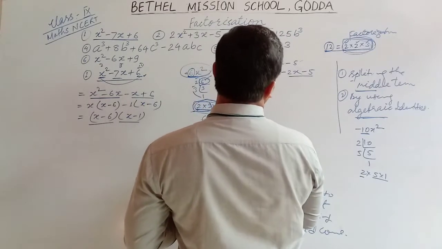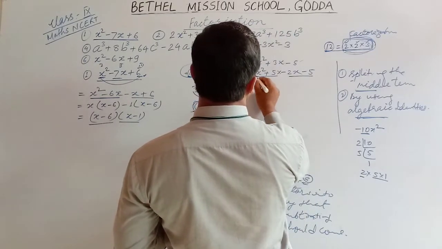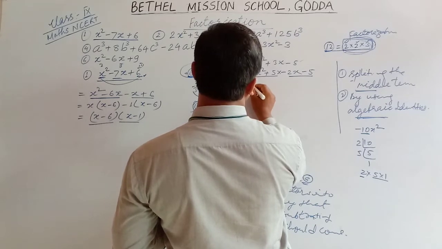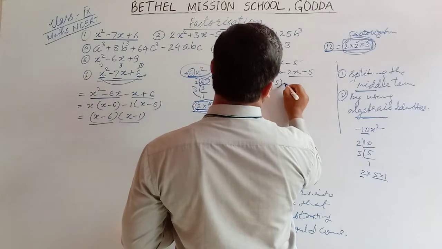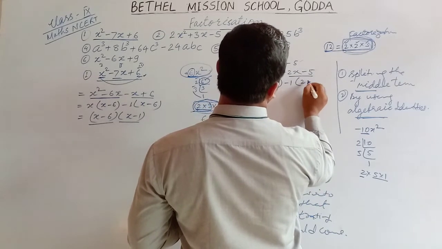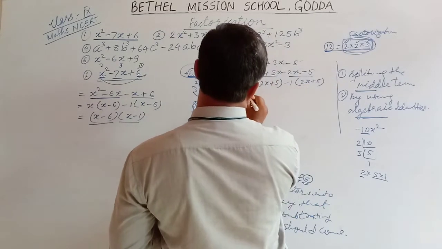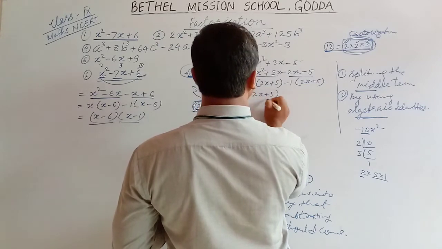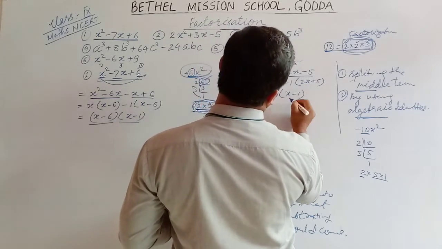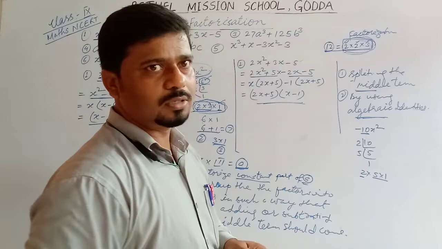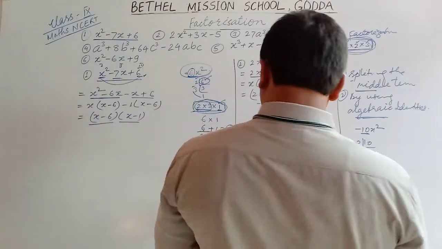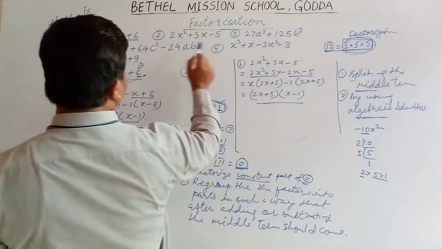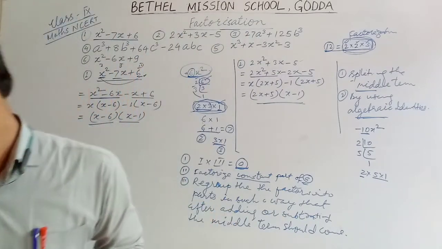Now from these two groups, we will take common. So from here what will come? x will come, 2x plus 5, and from here minus 1 will come, 2x plus 5. So 2x plus 5 into x minus 1. So this is it. Now question number 3, you can see here.